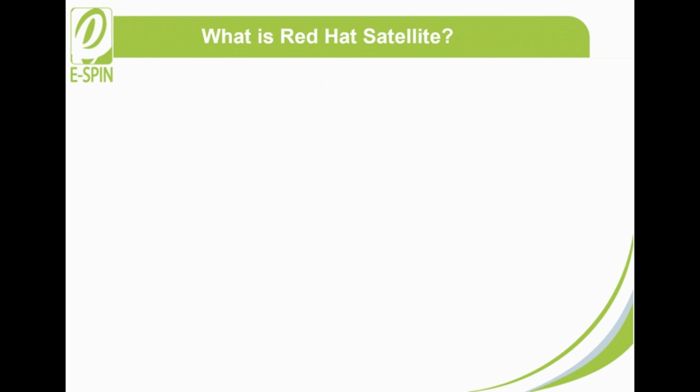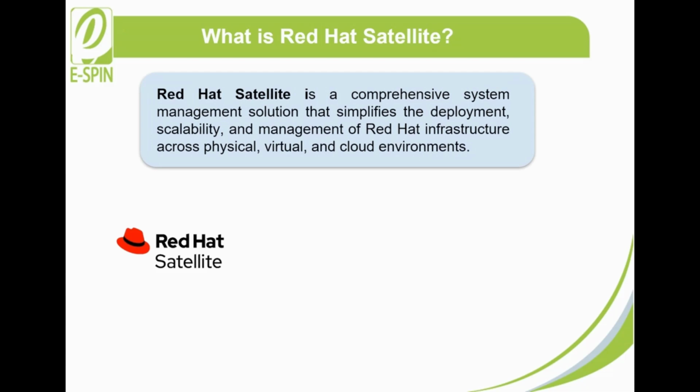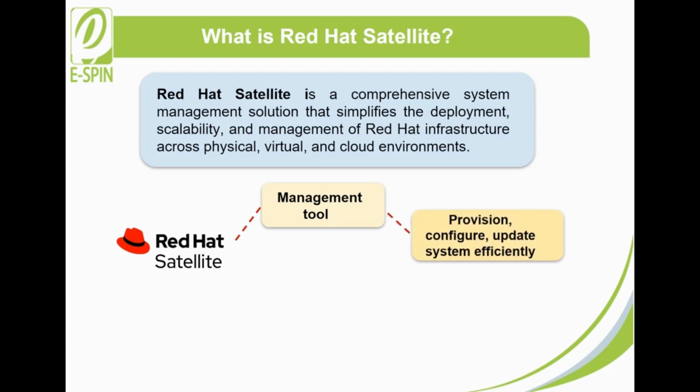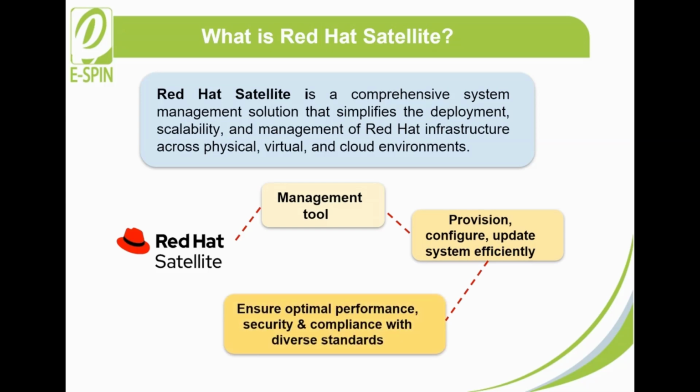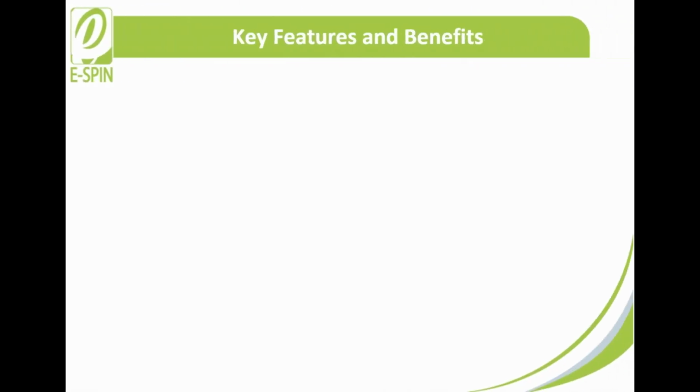What is Red Hat Satellite? Red Hat Satellite is a comprehensive system management solution that simplifies the deployment, scalability, and management of Red Hat infrastructure across physical, virtual, and cloud environments. It is a management tool that empowers users to efficiently provision, configure, and update systems while ensuring optimal performance, security, and compliance with diverse standards. The features of Red Hat Satellite cover various approaches to provide benefits to its users, which include: 1.